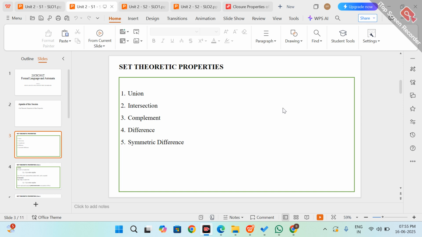We already discussed the closure properties of union, intersection, complement, Kleene closure, homomorphism, and inverse homomorphism. So these are some closure properties of regular language. The same thing is continued here in set theoretic properties. Here these are the basic properties: union, intersection, complement, difference, and symmetric difference.